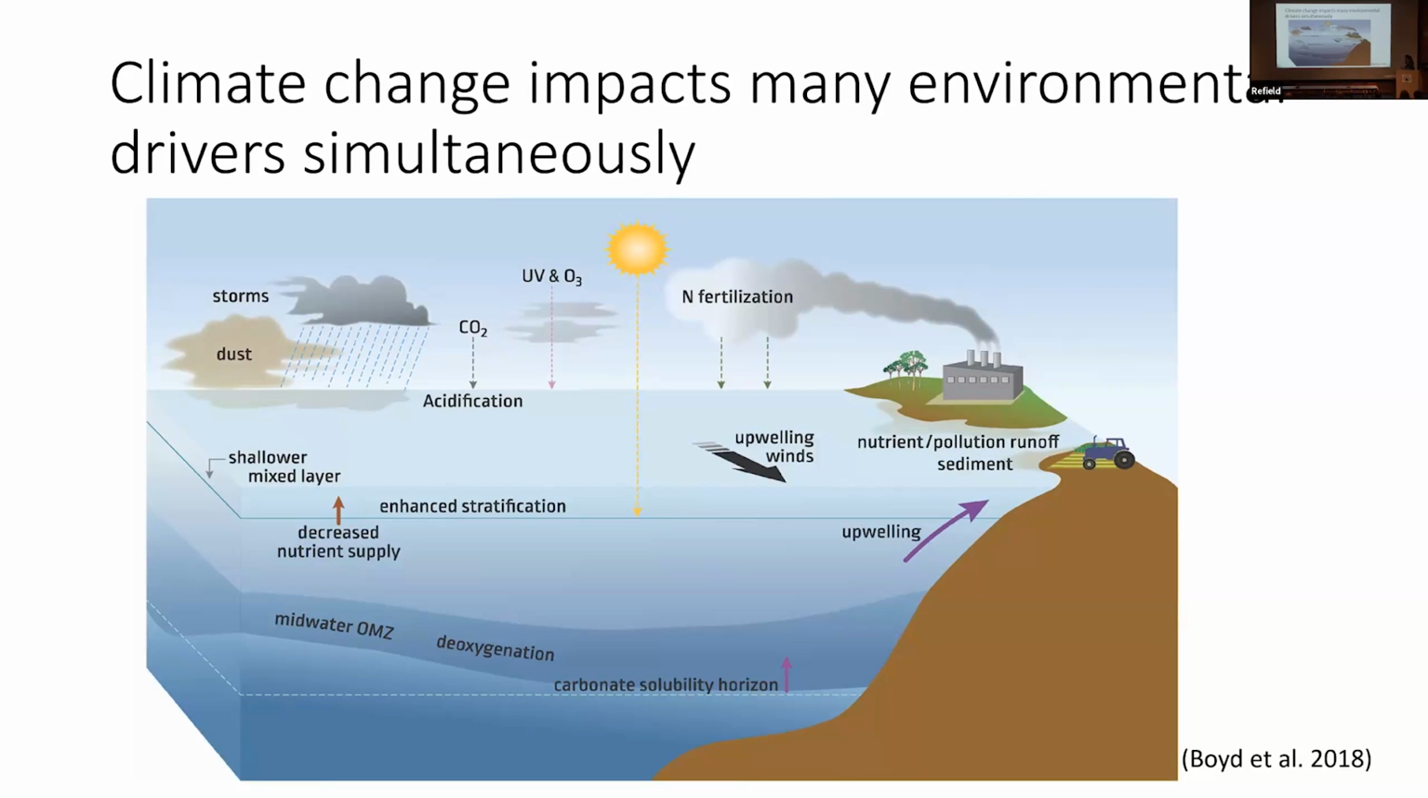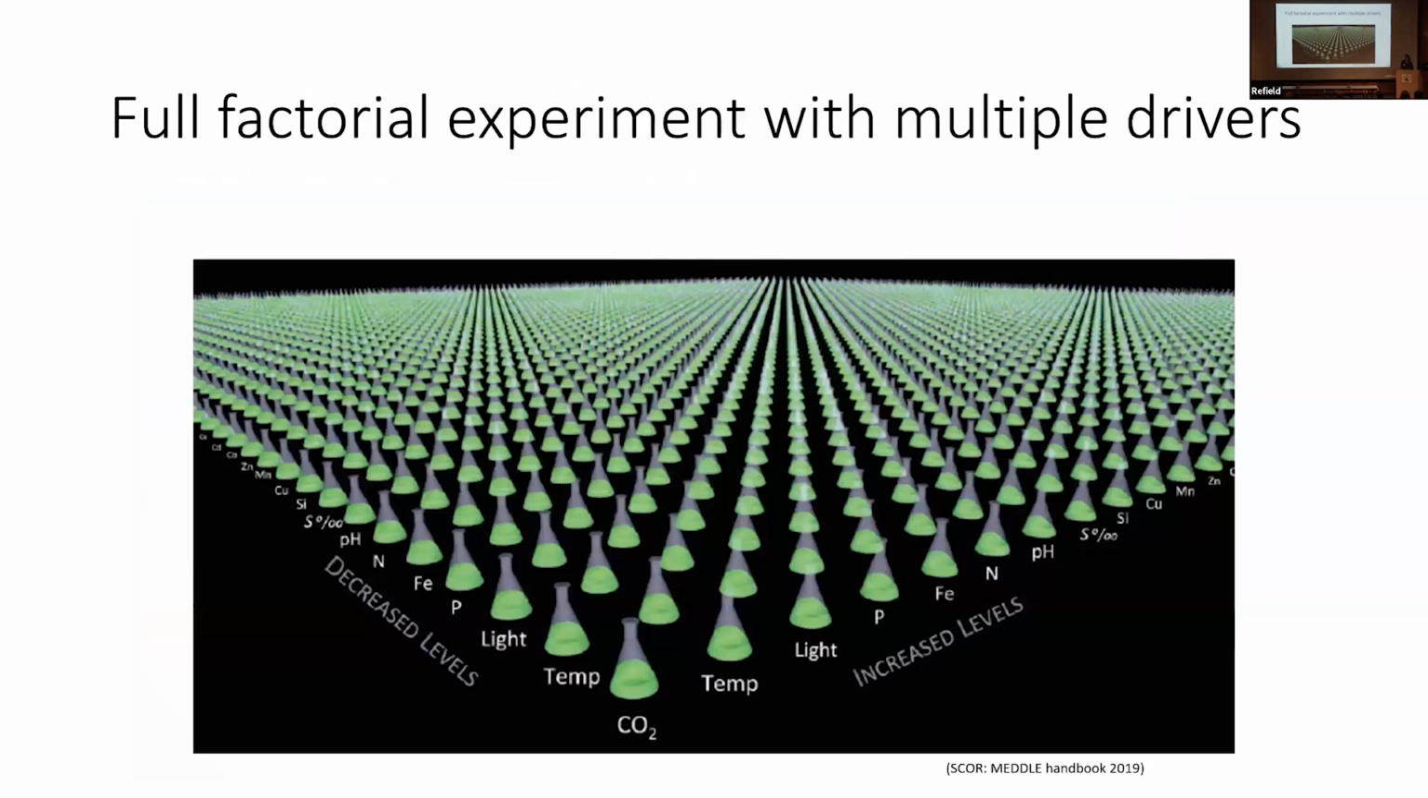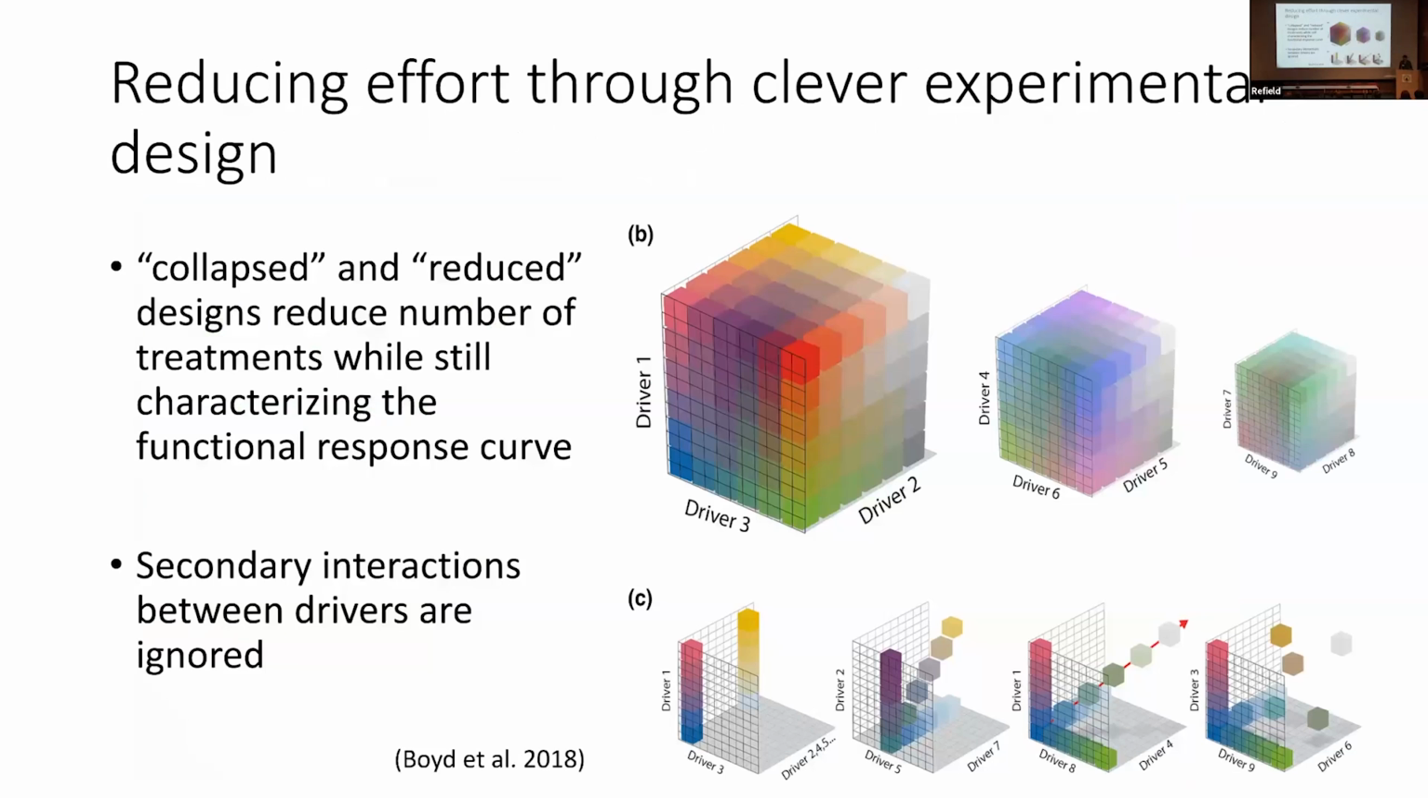So I really like this Boyd et al. 2018 paper because they go a lot into the multiple driver impacts. I also really like this figure from their handbook that they put together to think about how it's basically impossible for us to take every single driver and every single increase or decrease in that combination and do a full factorial experiment to understand how climate change is going to impact a species of interest. And this is just one species, right? So these would be like a bottle full of some green alga or something.